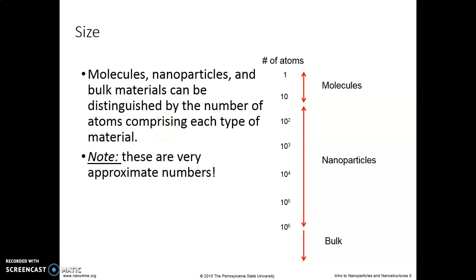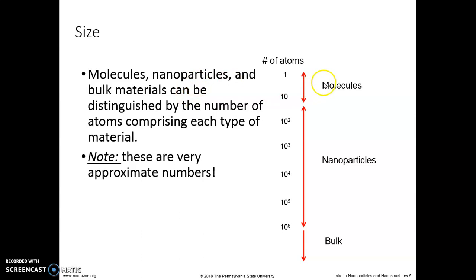Good morning, students. We are going to see the continuation of size dependent properties in this lecture video. Here, the various sizes of molecules, nanoparticles, and bulk particles are given. So how are they distinguished with the help of the number of atoms? We are going to see this.